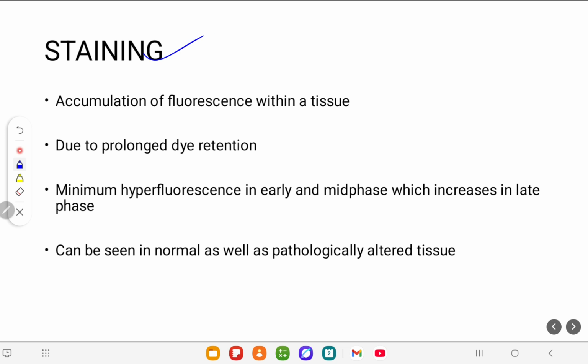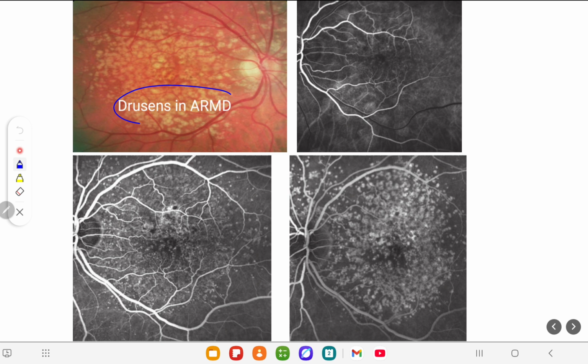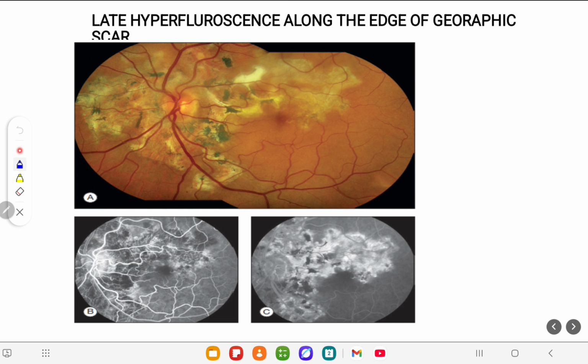Staining means accumulation of fluorescein within the tissue due to prolonged dye retention, with minimal hyperfluorescence in the early and mid phase which increases in the late phase. It can be seen in normal as well as pathologically altered tissue. Staining is seen in non-cystoid macular edema and prevascular staining. Subretinal staining is seen in drusen, sclera, lamina cribrosa and scars. You can see staining. So drusen, can you see? Commonly, it's very easy: late hyperfluorescence along the edge of a geographic scar. Can you see? This is a geographic scar. Easily seen, isn't it?